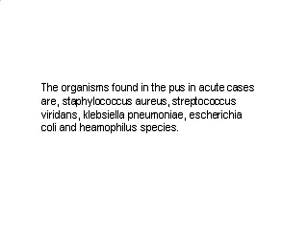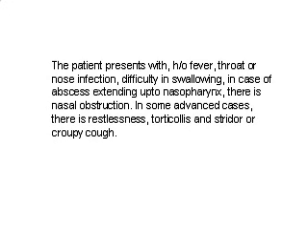The organisms found in the pus in acute cases are Staphylococcus aureus, Streptococcus viridans, Klebsiella pneumoniae, Escherichia coli, and the Haemophilus species. The patient presents with a history of high fever, throat or nose infection, difficulty in swallowing, and in case of abscess extending up to the nasopharynx, there is nasal obstruction.